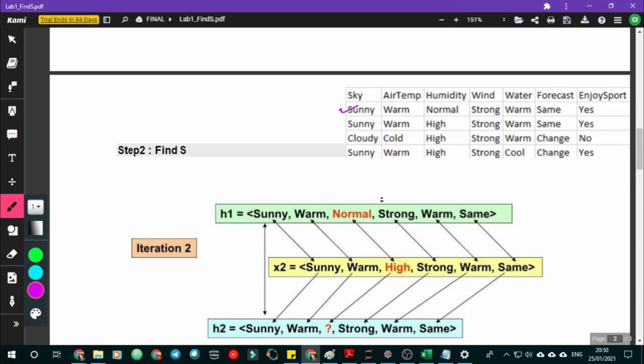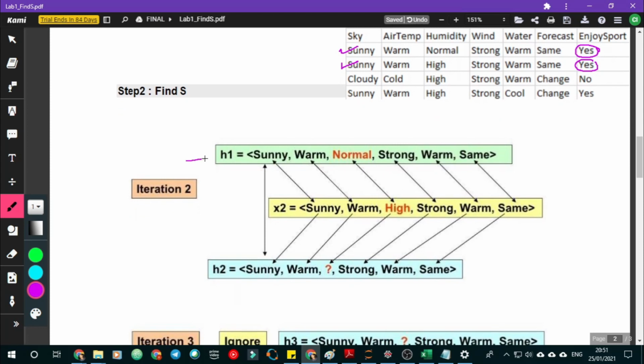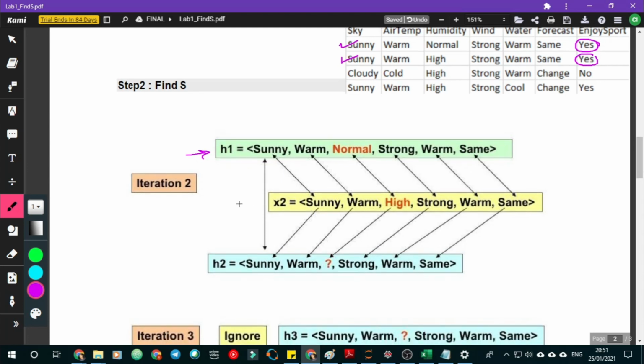Next, going to the second data sample, whose outcome is yes again. This was the hypothesis made after reading the first data sample, and now we are reading the second data sample.